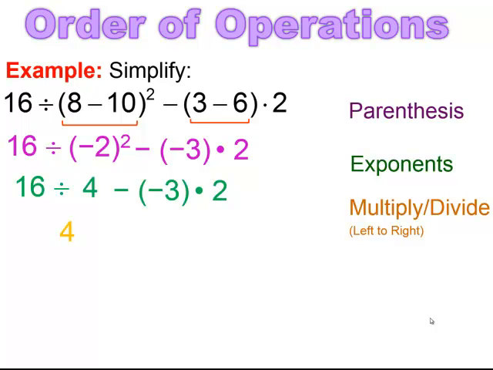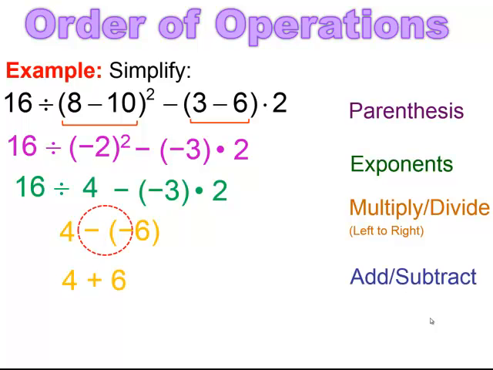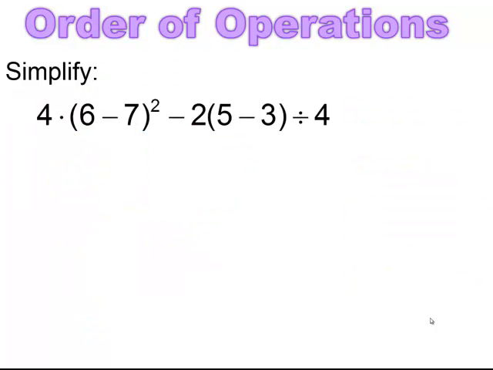I have 16 divided by 4 is 4, minus, and then a negative 3 times positive 2 is a negative 6. And then I see that double negative. So that double negative is going to change to a positive, and then I do my addition here. So I end up with my solution is 10. So work step by step, solving order of operations to assure that you get the correct answer. Pause and try.